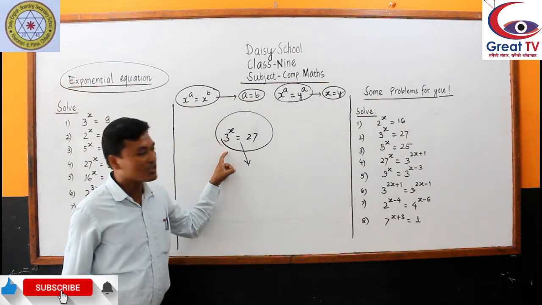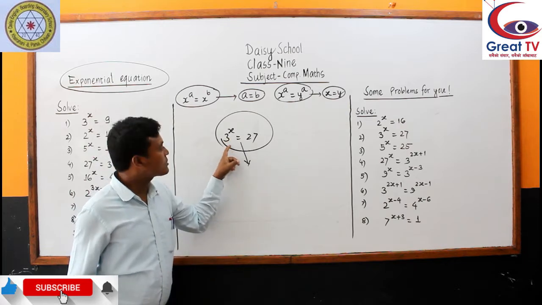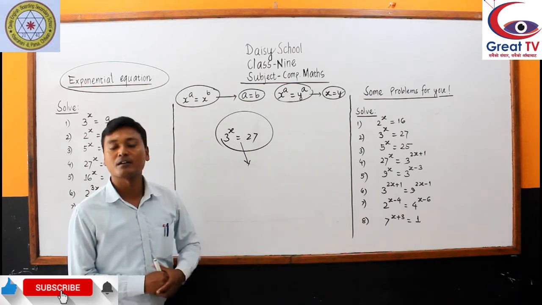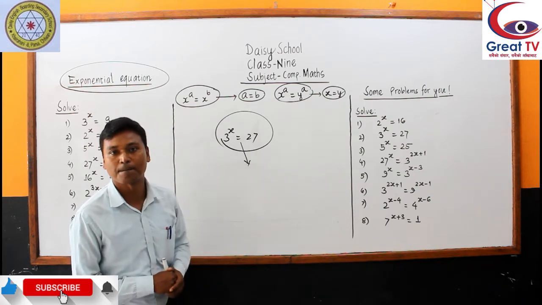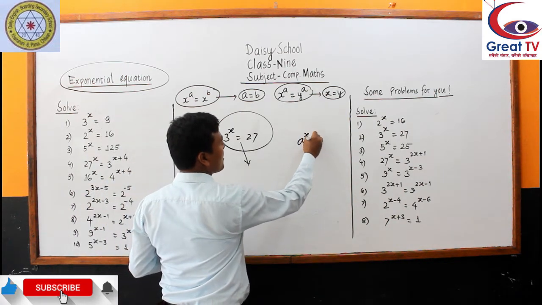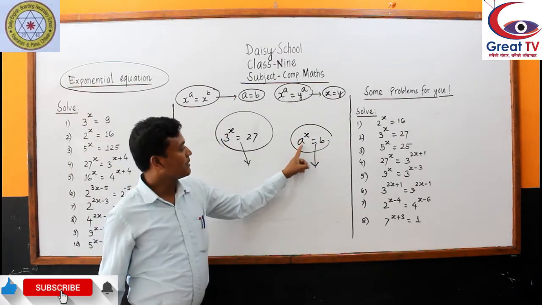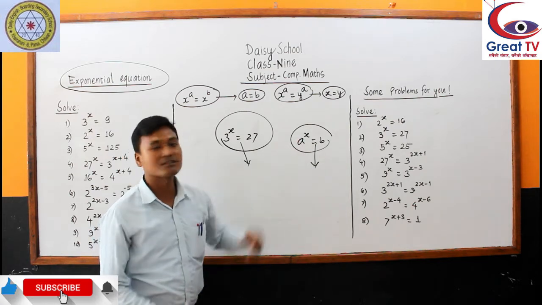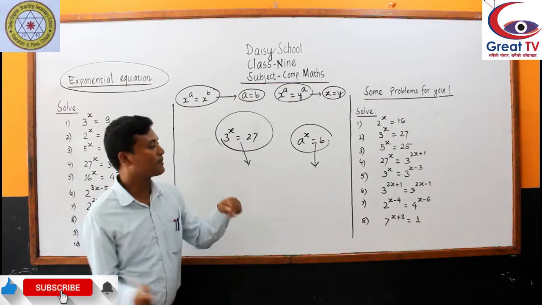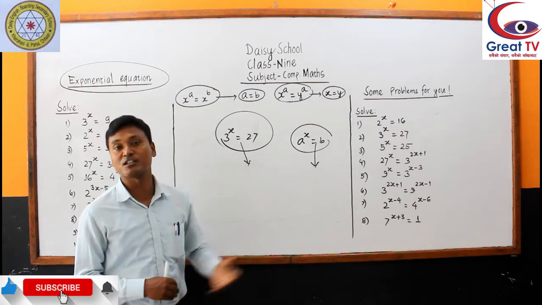So such equation where variable appears as exponent, the equation in which variable appears as exponent, that type of equation we say exponential equation. So in general we can say the equation written in the form of a to the power x equals to b is called exponential equation, where a and b are two constants, x is variable. So the equation where variable appears as power or exponent, that type of equation we say exponential equation.